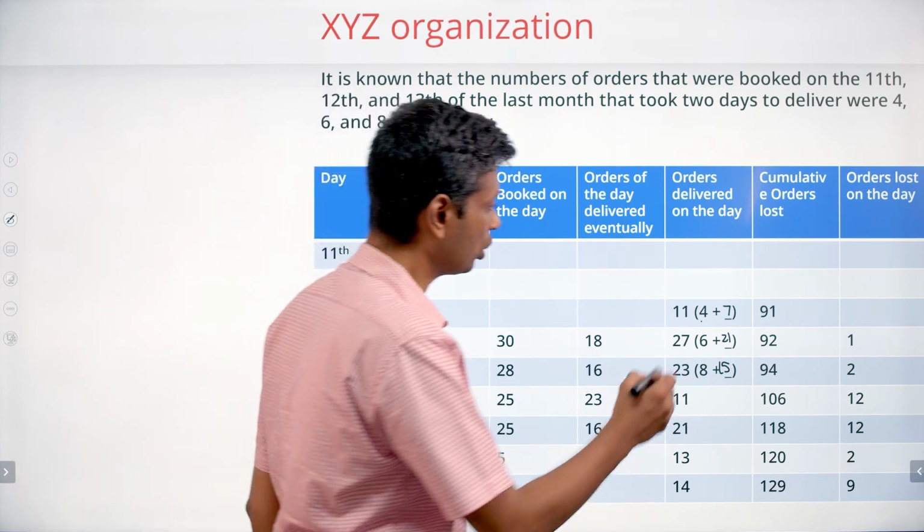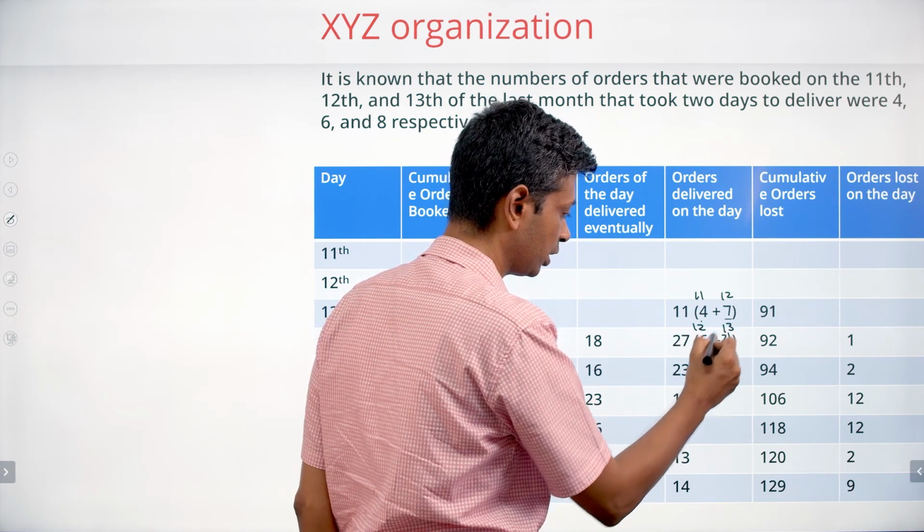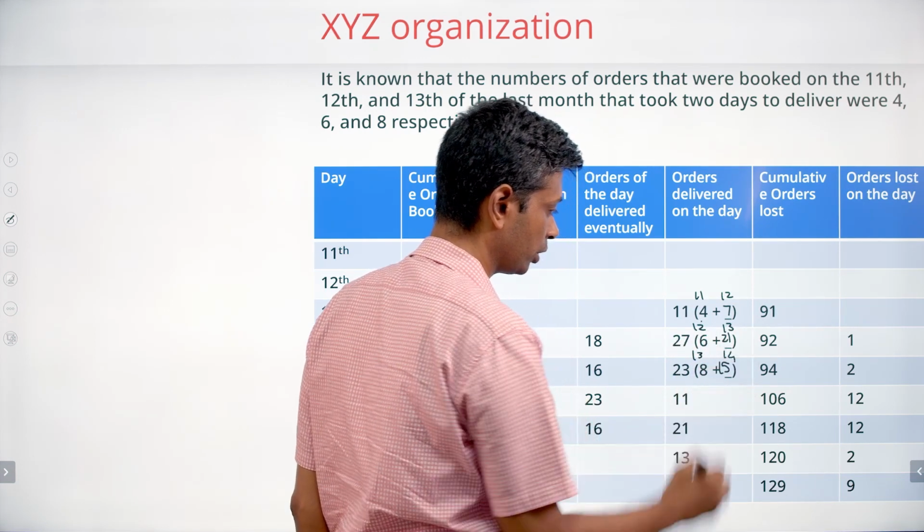Right? This is the orders booked on 11th. This is the orders booked on 12th. Orders of 12th, orders of 13th. Orders of 13th, orders of 14th.